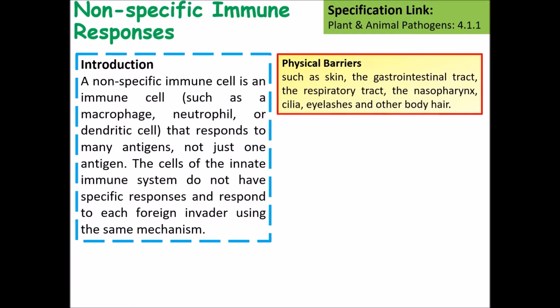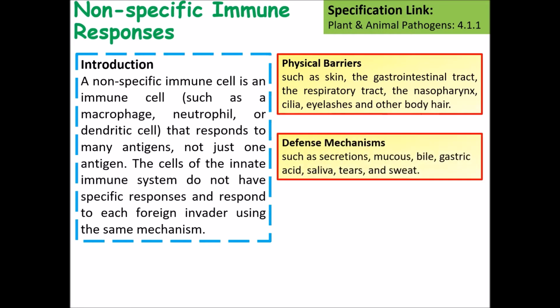There are some physical barriers, such as skin, the gastrointestinal tract, the respiratory tract, eyelashes or body hair, that stop pathogens from getting in. There are other defense mechanisms such as secretions: mucus, bile, gastric acid, tears, saliva and sweat, which will help kill or break down pathogens before they can cause any damage.